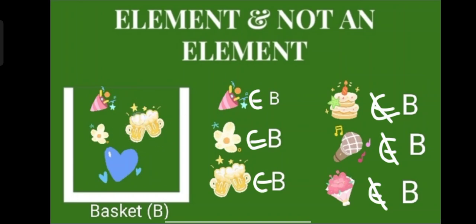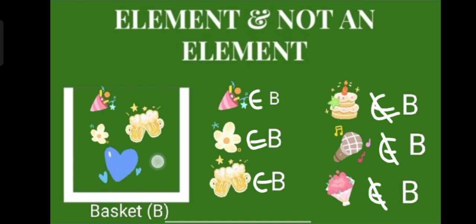Then comes the beer glass, isn't it? The beer glass belongs to B. We can clearly see a beer glass in the basket, so beer glass belongs to B or beer glass element of B. And there is a flower. The flower can be seen clearly in the basket, so the flower belongs to B or the flower element of B.